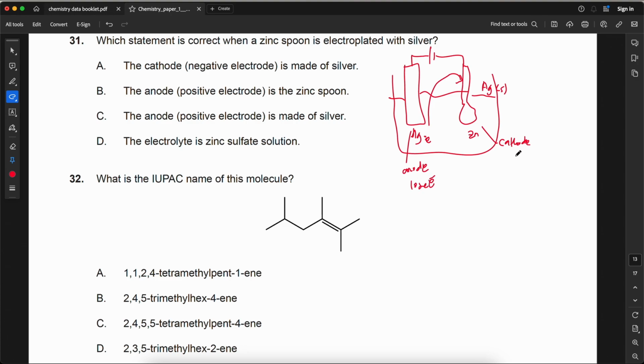Lose electron, gain electron. So based on this, positive will be anode, negative will be cathode. So D, the electrolyte is zinc sulfate solution. You shouldn't use the same electrolyte containing zinc because when we do the electroplating, it will disrupt the reaction. So D is not. So now the anode, the positive electrode, is made of silver. The answer is C.